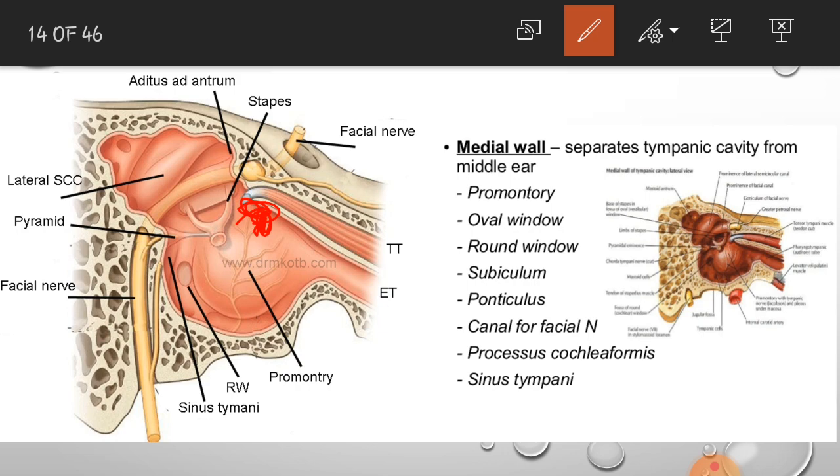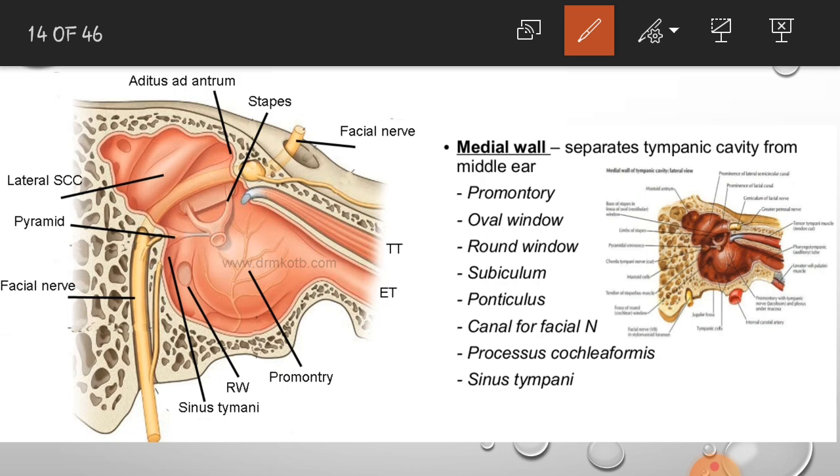I think in the next slide I'm going to show you a more clear form of the processus cochleariformis. So the processus cochleariformis is a bony projection at the end of a bony shelf which lies at the medial wall of the tympanic cavity. So the tendon of the tensor tympani muscle can turn sharply around that processus cochleariformis.